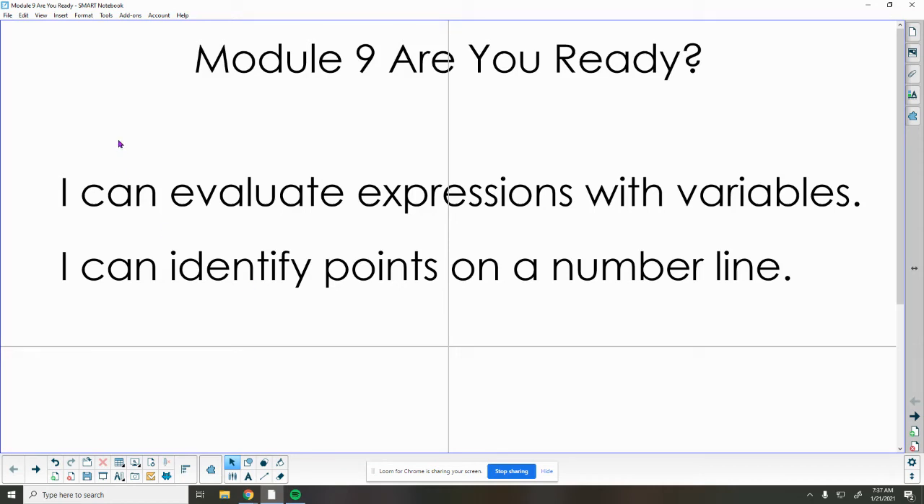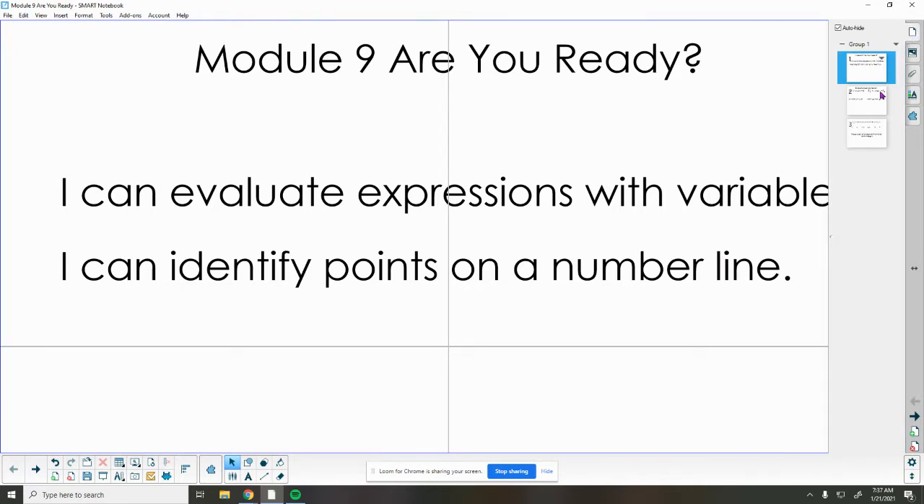We are going to be starting a new module. So to get ready for that, we want to review a few concepts. First, we are going to go over evaluating expressions with variables, which we have been learning about in Module 8. And then we're also going to go all the way back to the very beginning of the year and make sure that we can identify points on a number line. So integers, positive, and their opposites, the negative side.